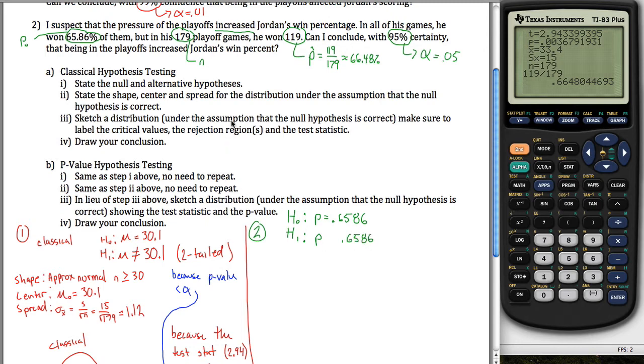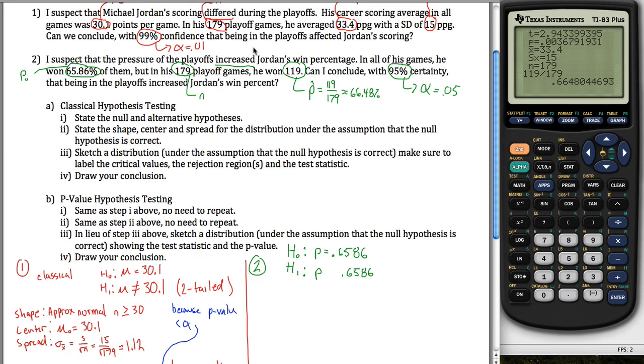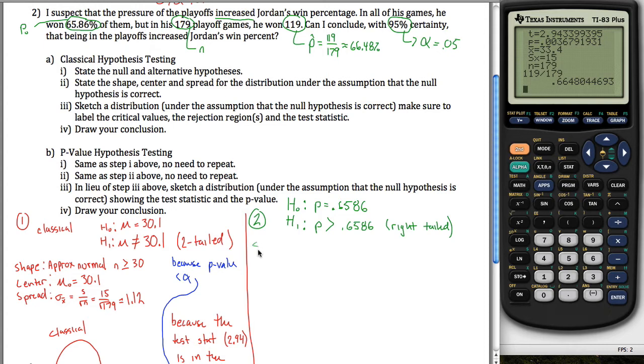However, the symbol in the middle, we'll have to go back and read the problem. It said increased here, so we want greater than. It says increased, so we're doing a right tail test. And so since it's right-tailed, our alternative hypothesis is that P is greater than this number. All right, now we can figure out the shape, center, spread.